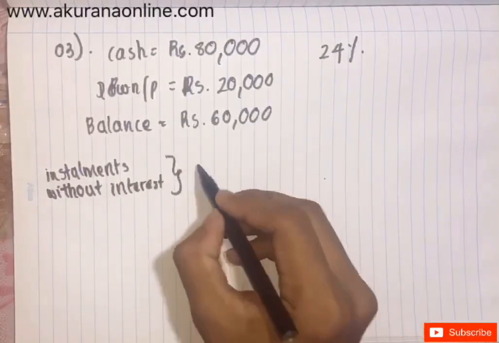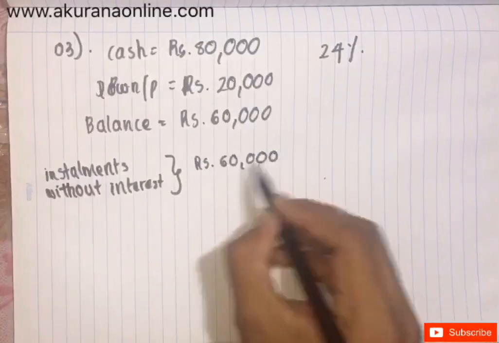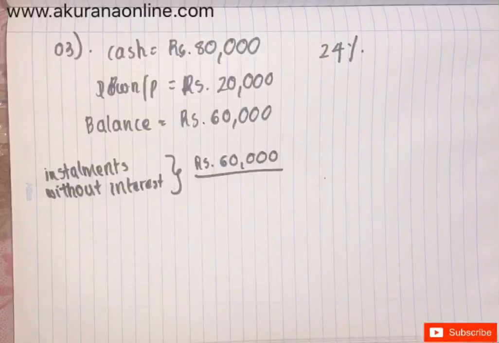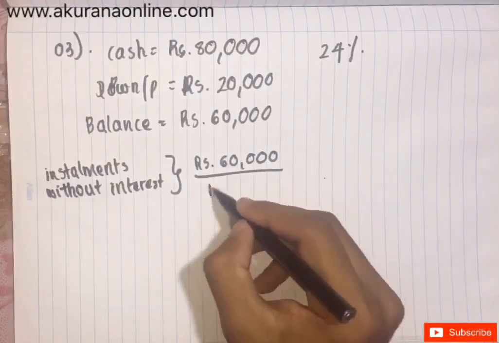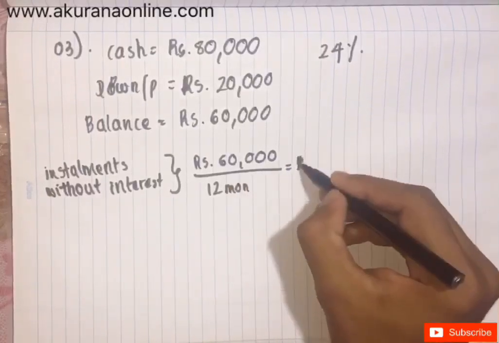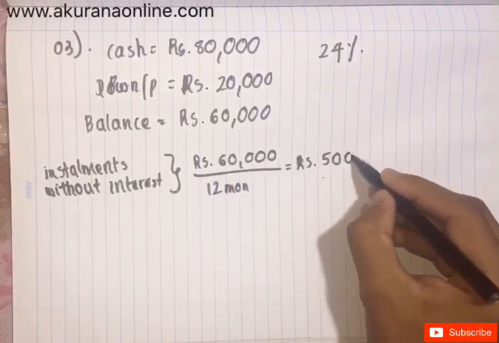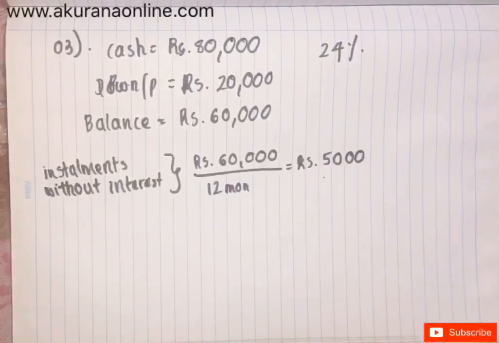You have a balance of 60,000 to be paid. So 60,000 you have to divide by how many months he is paying within. 12 months. Therefore, the answer you get is 5,000. So per month without the interest he should pay 5,000.